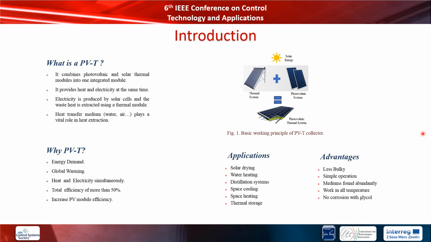The circulation of fluid plays a crucial role in heat extraction, and this fluid can be air, water, phase change material, or some nanofluid. It not only produces heat but also reduces cell temperature, which results in an increase in PV efficiency. These systems have various potential applications such as drying, cooling, heating, etc. The advantages include that these systems are less bulky, simple to operate, the mediums are found abundantly, they work in all temperatures, and they have no corrosion issues.